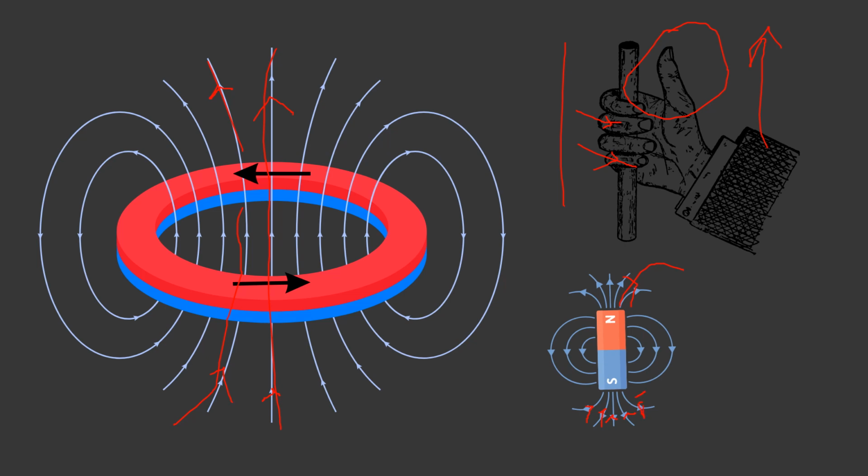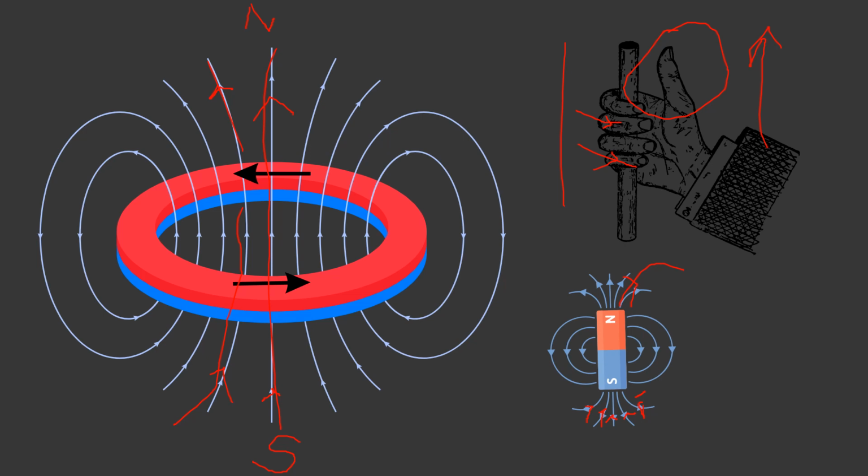So it's almost as if they emerge from the North Pole and disappear into the South Pole. If we look at this, it's almost like we've created a magnet without actually having a magnet. This end will act as the North Pole, and because they will disappear at this end, it will act as the South Pole. So you see, just by passing current through a conducting wire, you create a magnet.